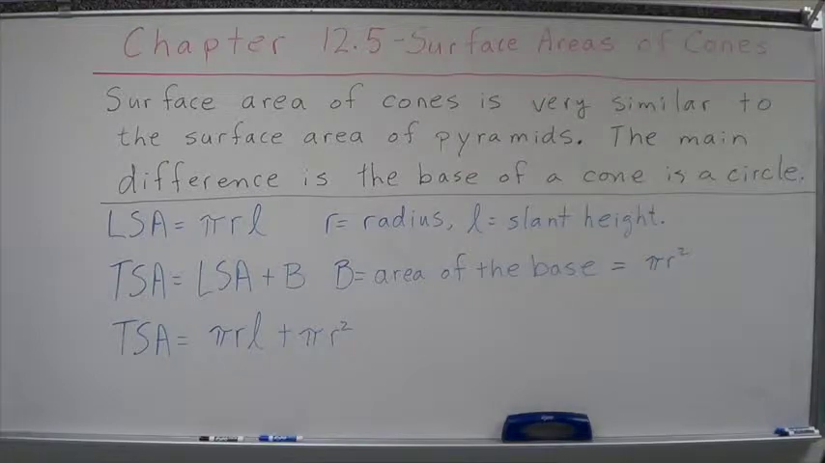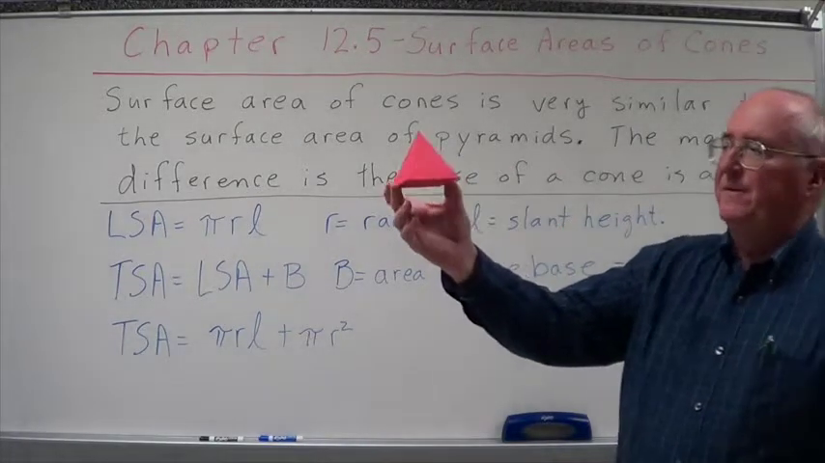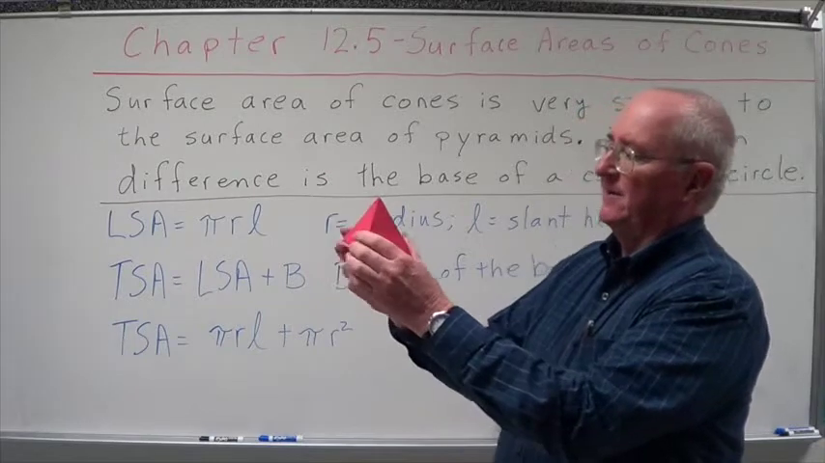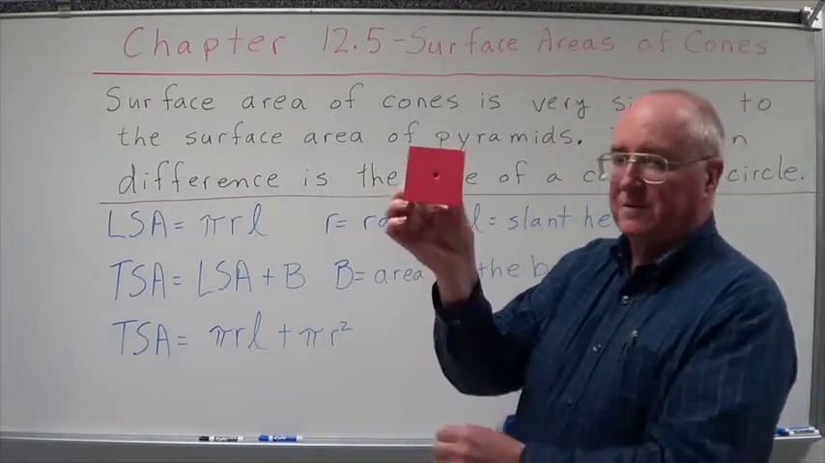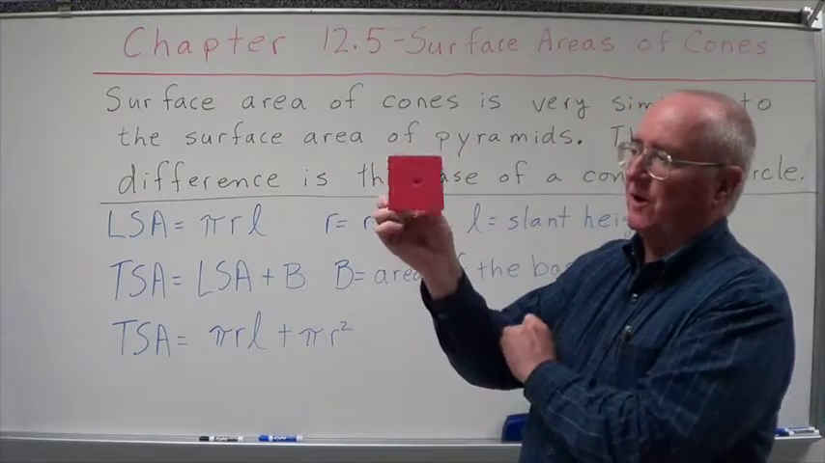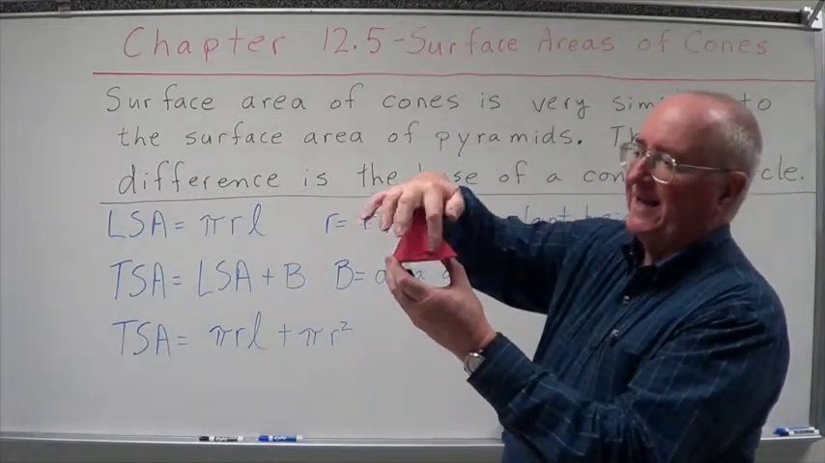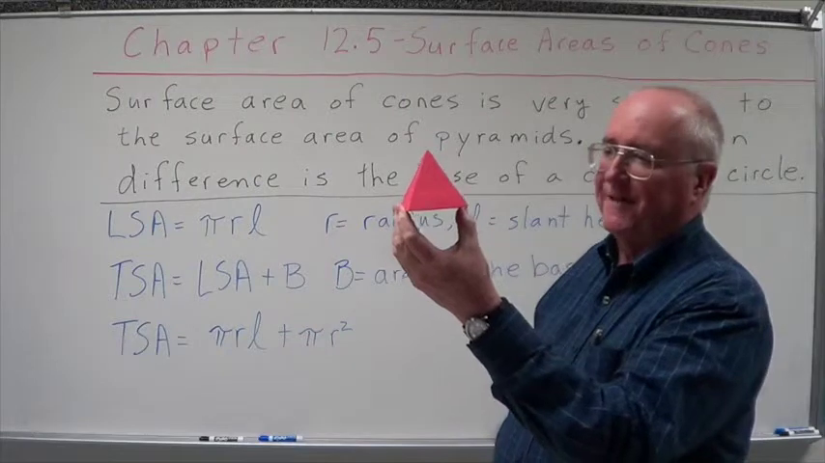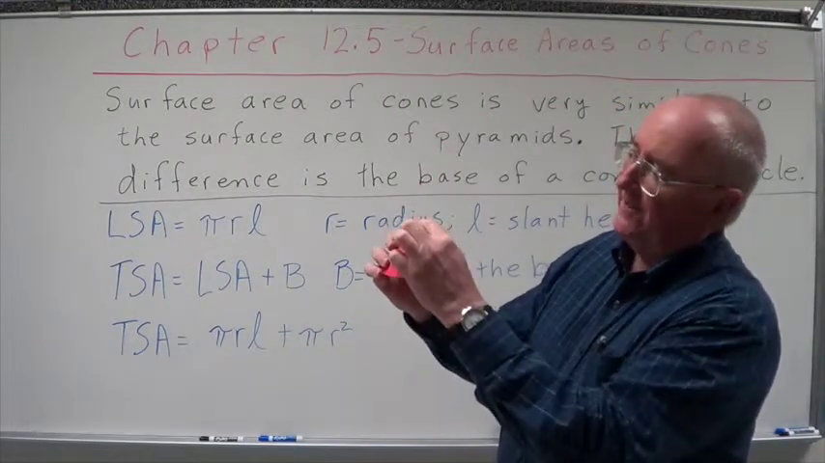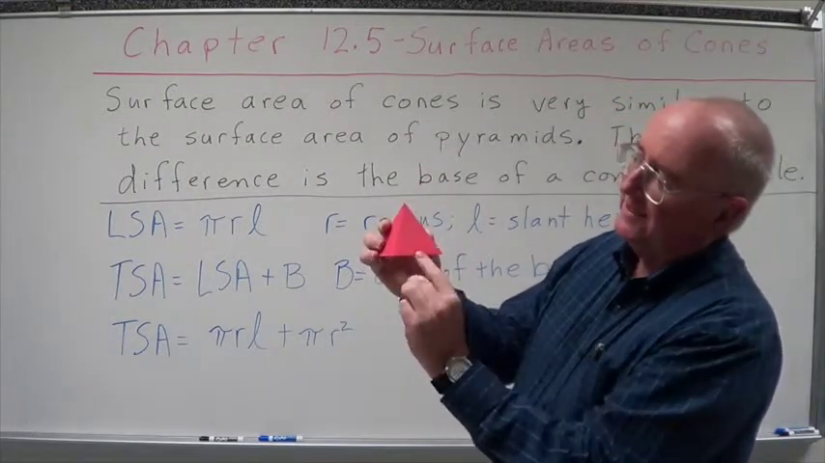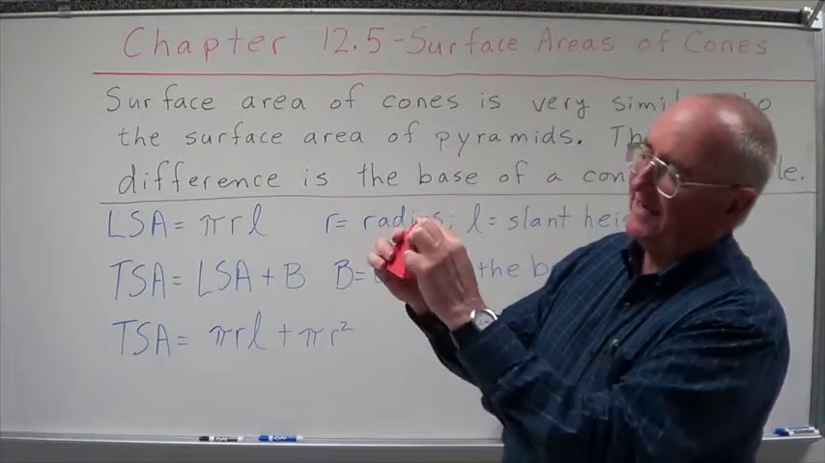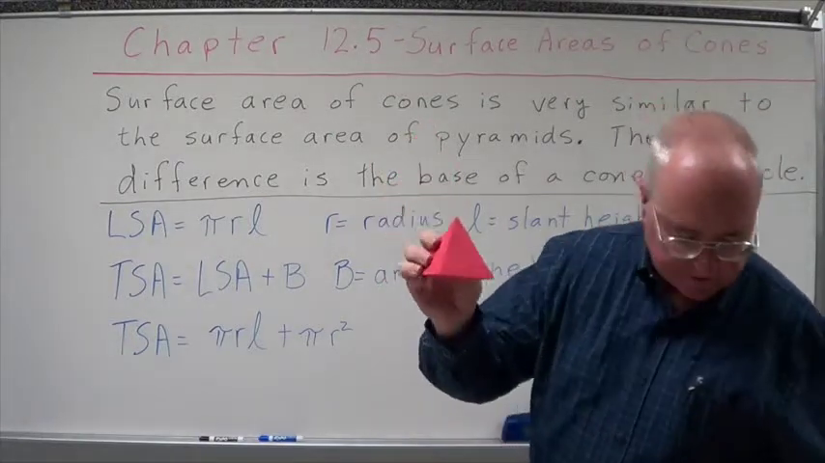Okay? If you remember, this being a pyramid, the pyramid had a polygon as its base. This is a square pyramid because the base is a square, and it had triangles as lateral faces. The slant height was the height from the vertex to the center of one of the sides, or the altitude of one of the triangles.